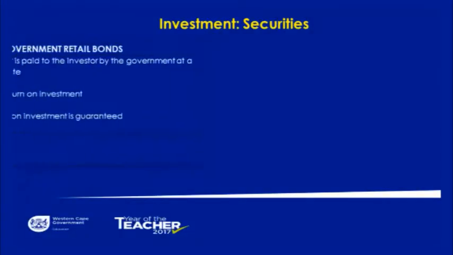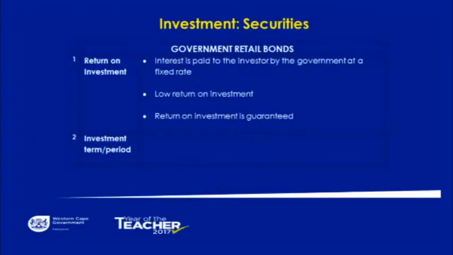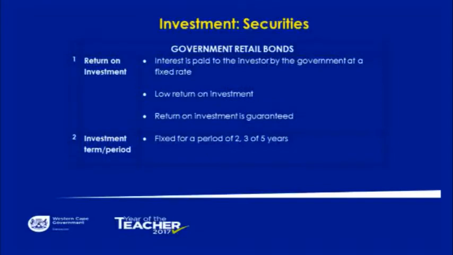Government retail bonds. The return on investment for government retail bonds: interest is paid to the investor by the government at a fixed rate. There is a low return on the investment. The return on the investment is guaranteed. And the period for government retail bonds is a fixed period of 2, 3 or 5 years.